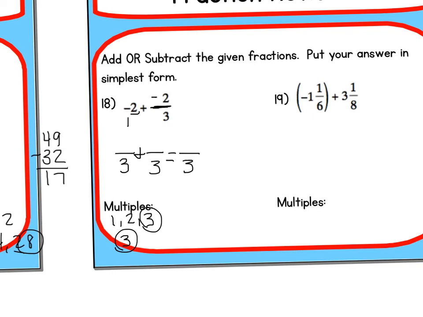To get from 1 to 3, we multiply by 3. Negative 2 times 3 is negative 6. The second fraction needs to stay the same. And negative 6 plus negative 2 is negative 8. Because the top's bigger than the bottom, 3 goes into 8 twice with 2 leftovers, and our answer is negative.